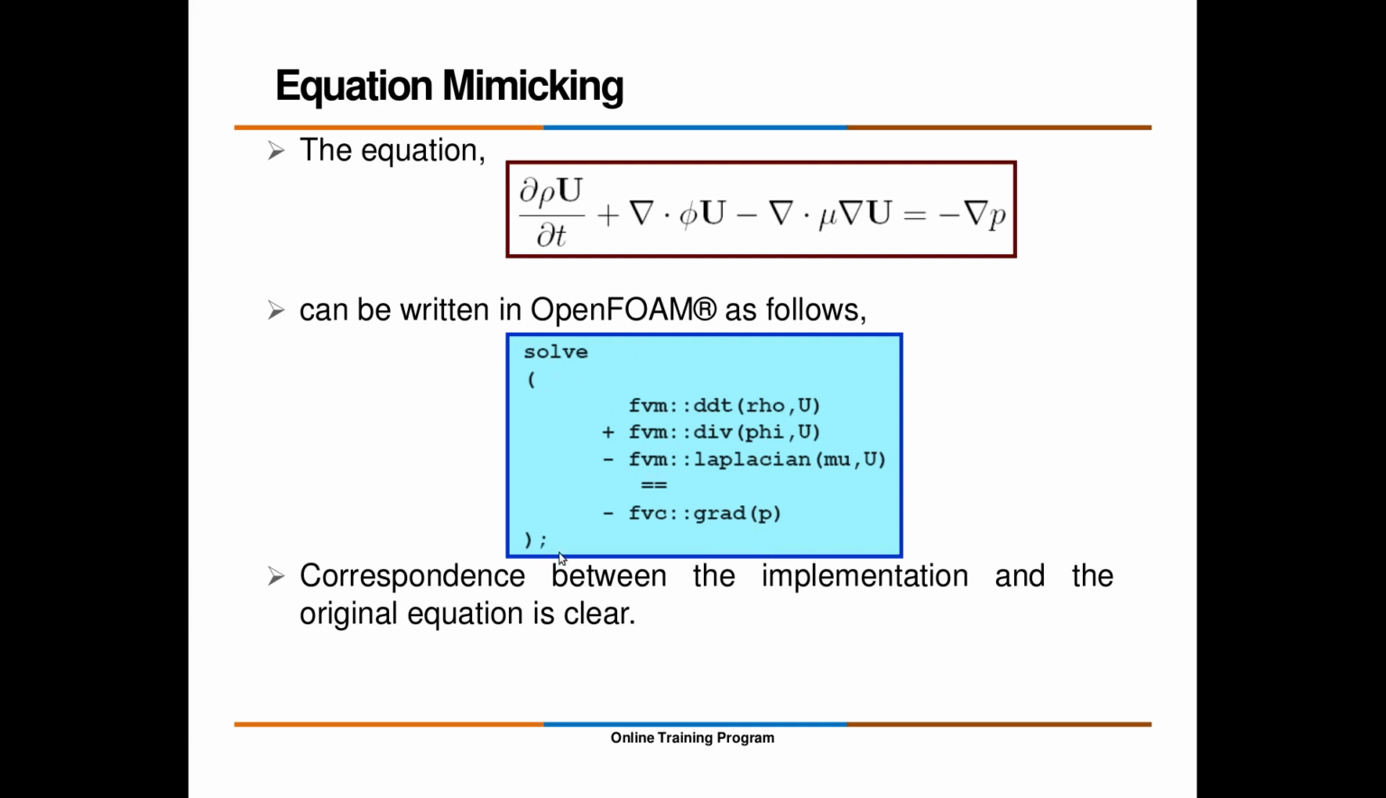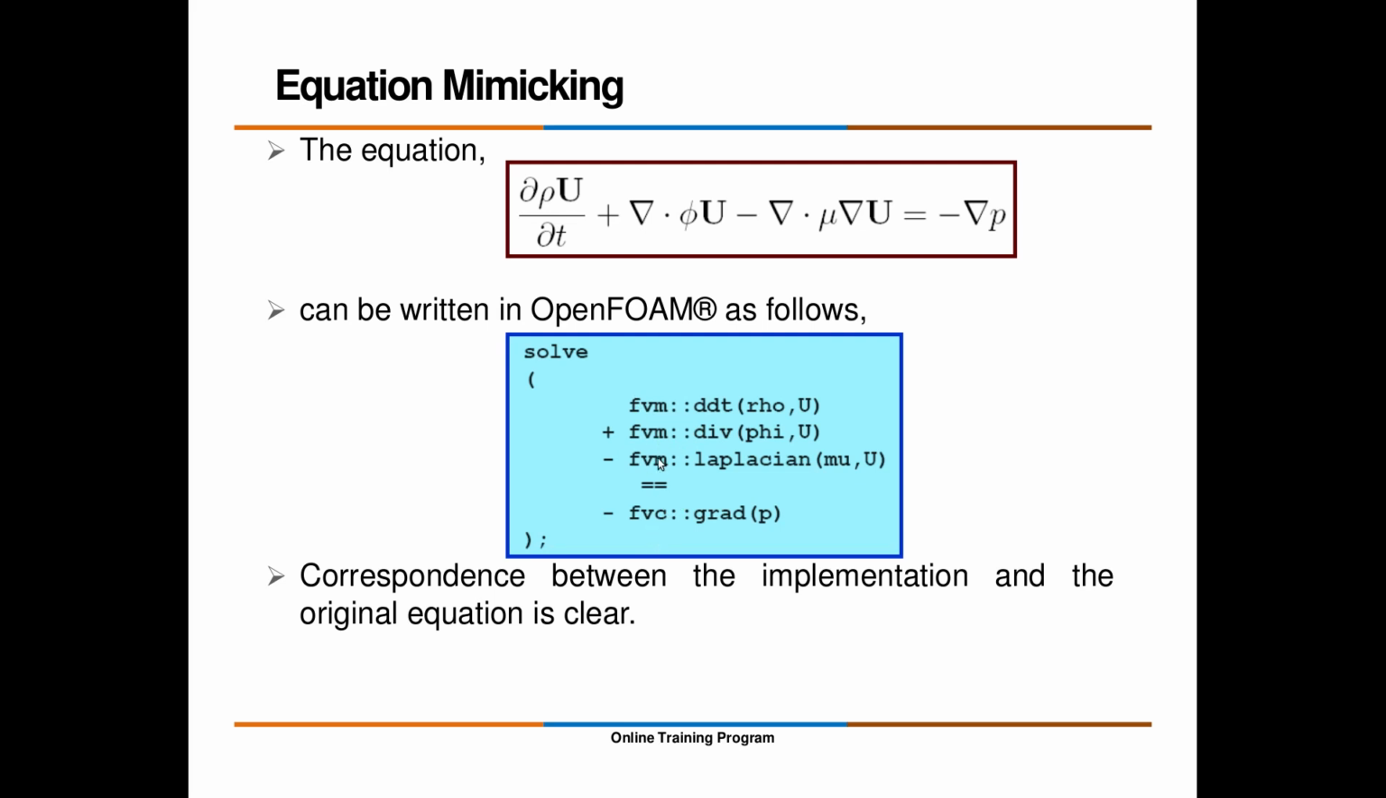When you walk through the code, you will see this type of syntax. You understand DDT means the temporal term, then the divergence term, Laplacian term, and gradient term. It is very easy to look at all these things. So FVM and FVC: finite volume method and finite volume calculus.